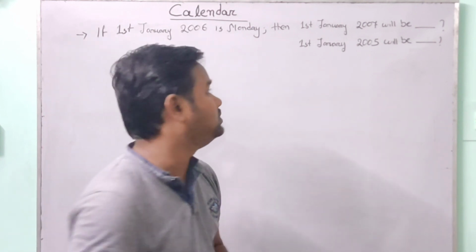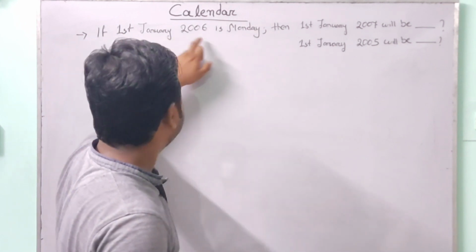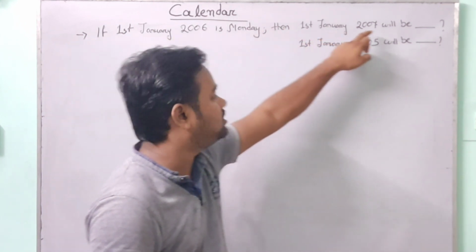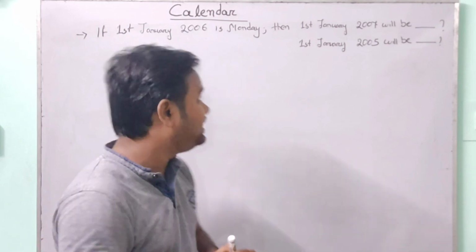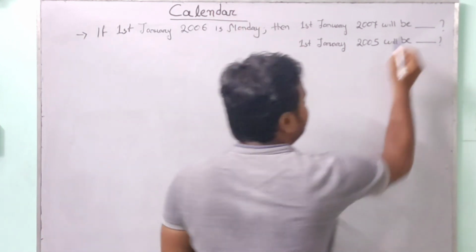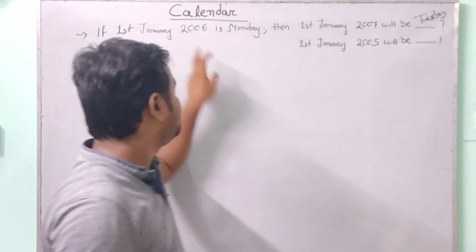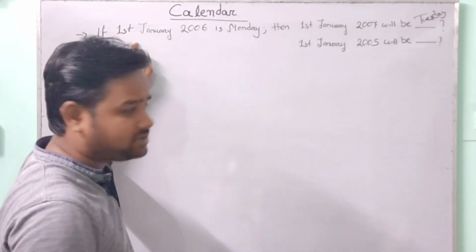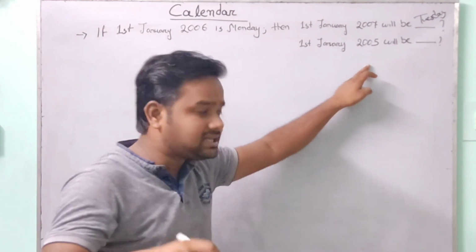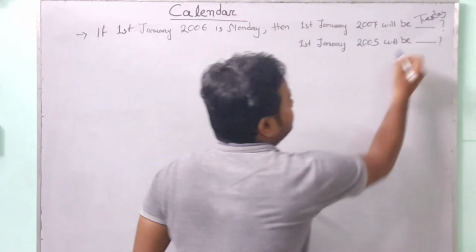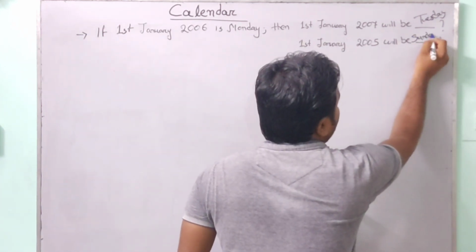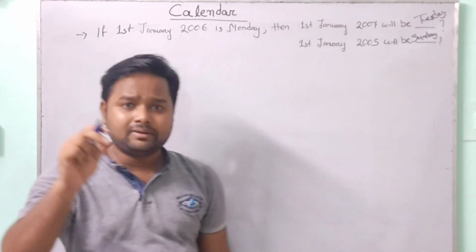Here simply we have to do is that since 1st January 2006 is Monday, then 1st January 2007 will be 1 plus extra day. That means Monday plus 1, it will be Tuesday. Similarly, if 1st January 2006 is Monday, then 1st January 2005 will be the previous day. That means it will be Sunday. Next we will do with leap year.